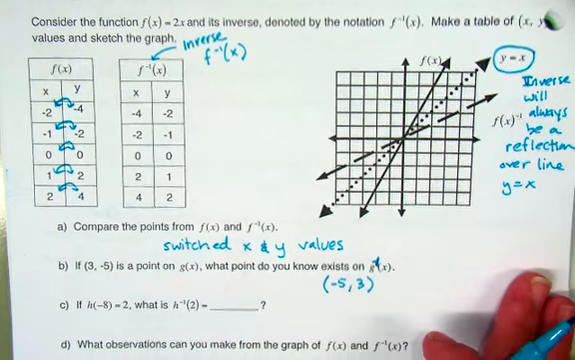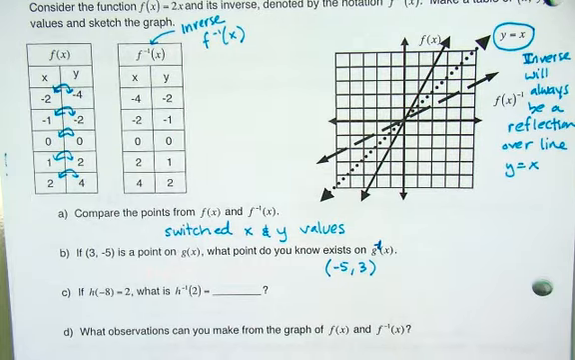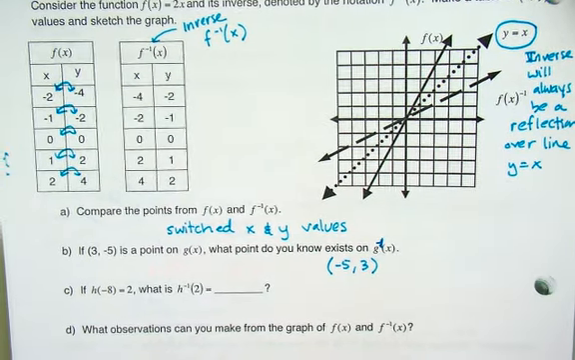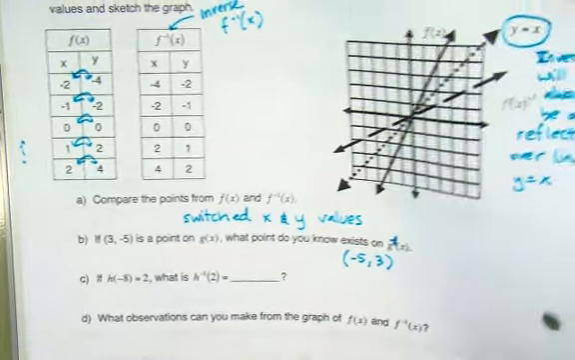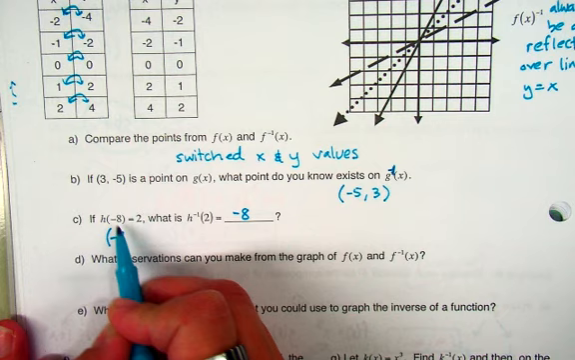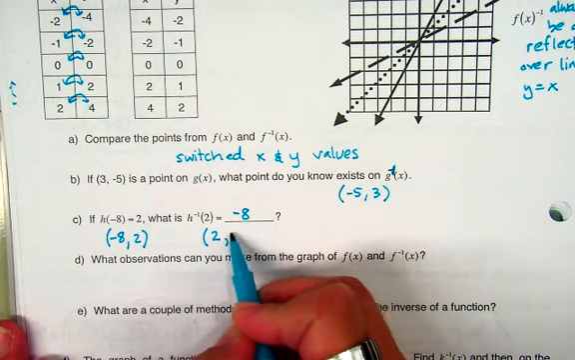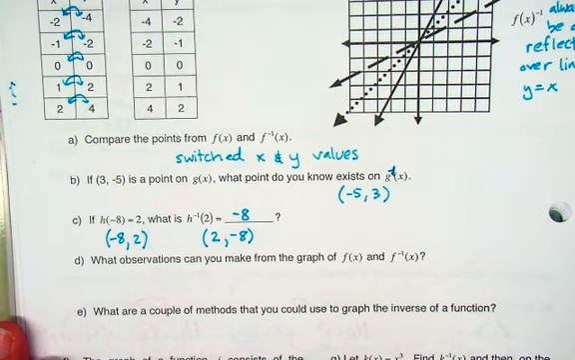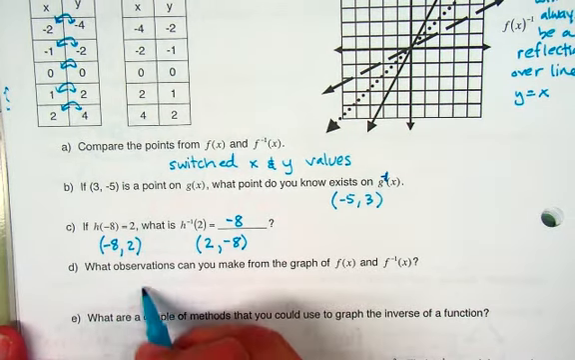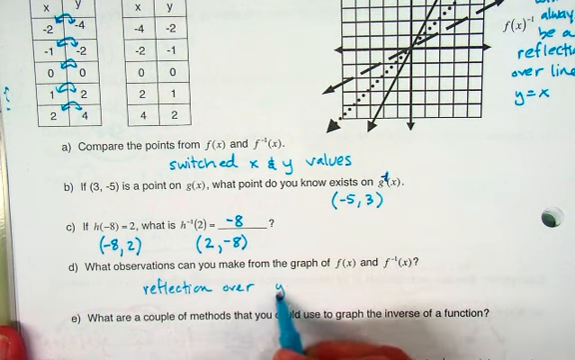Okay? All right, let's answer a few more questions here. Down at letter C. If h of negative 8 equals 2, what is h inverse of 2? Negative 8, right? All this is saying is the ordered pair here would be, that's my x value, that's my y value, so therefore if this was my x value, then this would be my y value, right? Again, what observations can you make of the graph? And that's what we just wrote over there, that it's a reflection over the line y equals x.